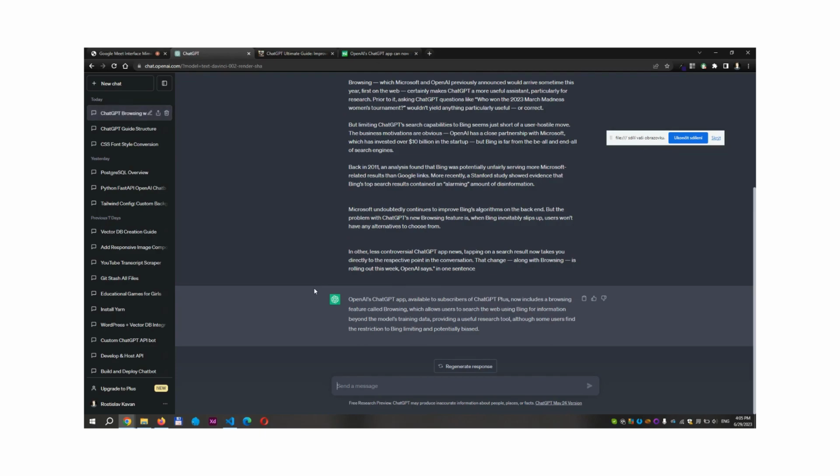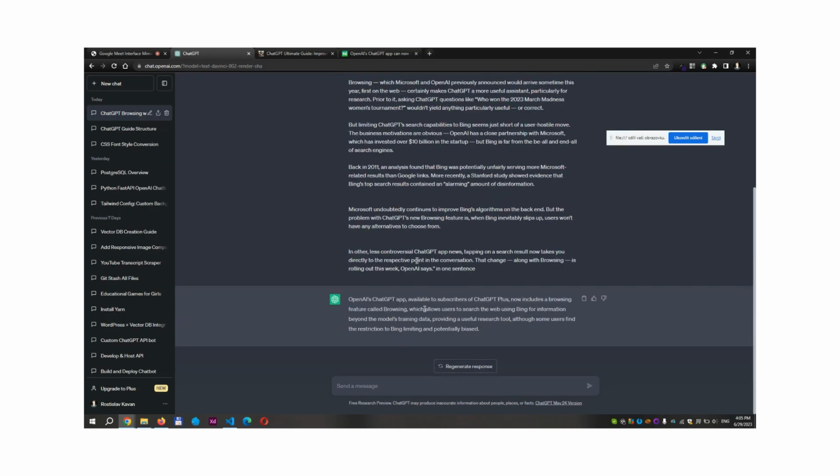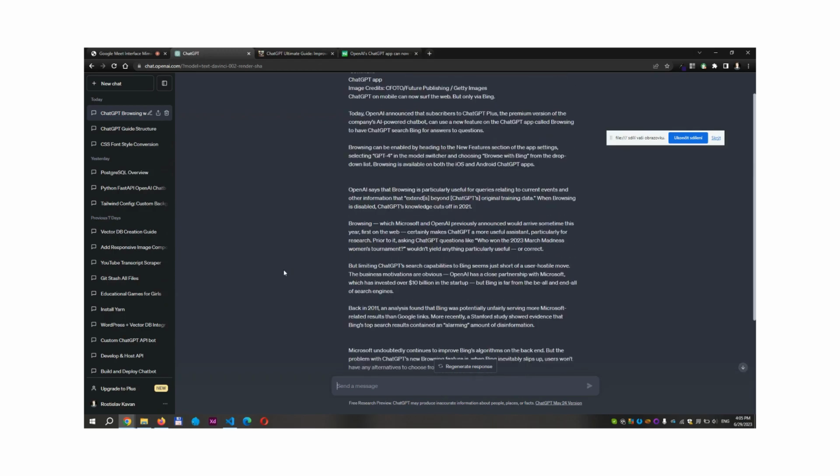And we have one sentence. OpenAI ChatGPT app available to subscribers of ChatGPT Plus now includes a browsing feature called Browsing, which allows users to search the web using Bing for information beyond the model's training data, providing a useful research tool, although some users find the restriction to Bing limiting and potentially biased. So here we go. It summarized. We didn't have to read it. It summarized in one sentence the whole idea, and considering how short the article is, I think it gave us the gist of it. And now you can go through and read the article yourself, but I'm actually pretty satisfied.